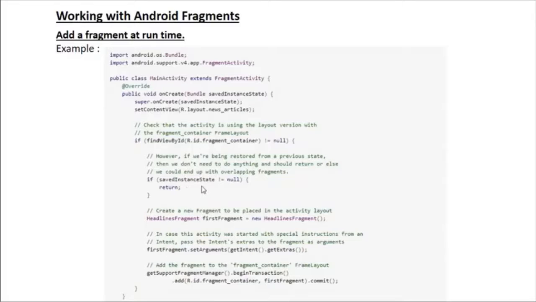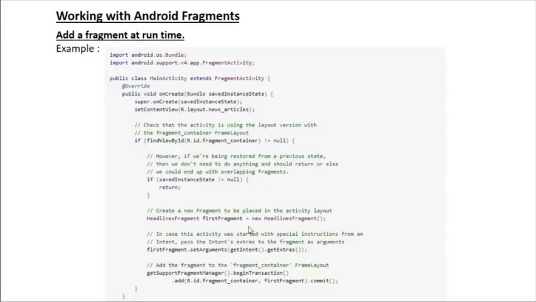Another important thing: we have to check whether the savedInstanceState is null or not. If you are being restored from a previous state, that means the activity is resumed, then we don't need to do anything and should return, or else we could end up with overlapping fragments. If the activity is resumed, that means the fragment is already added. In that case, there is no need to add the fragment again. If you skip this step, it will end up with overlapping fragments. So you have to check this first.